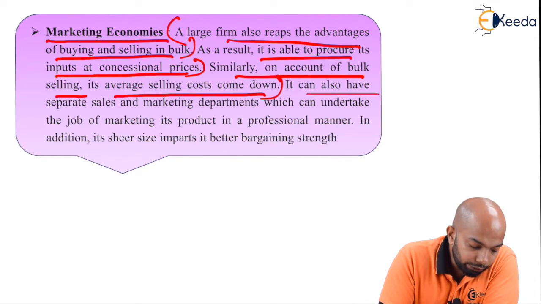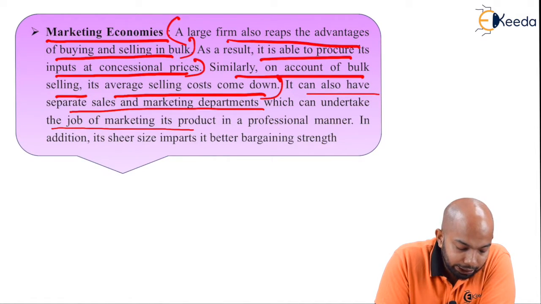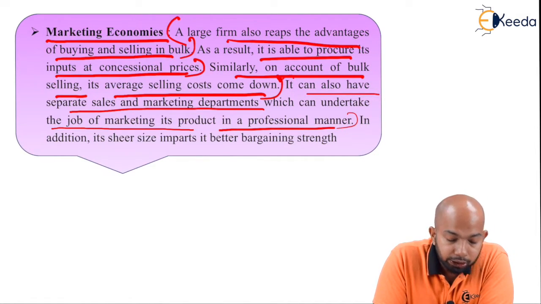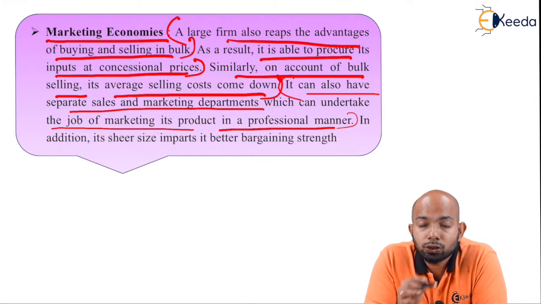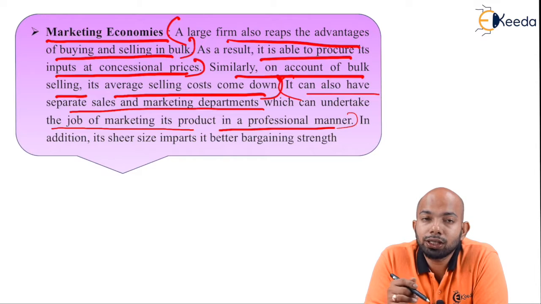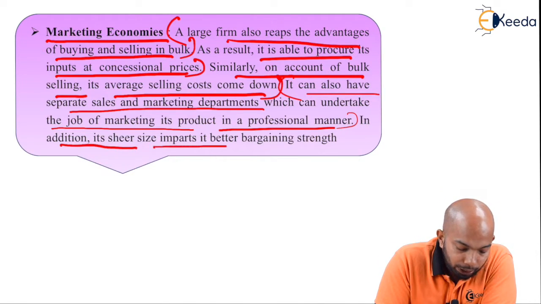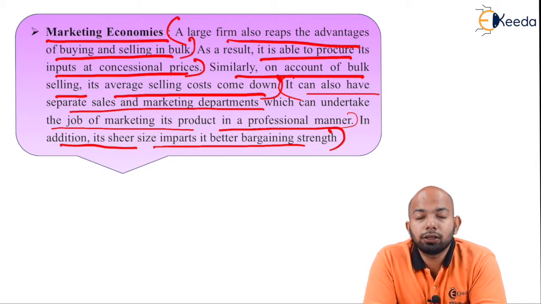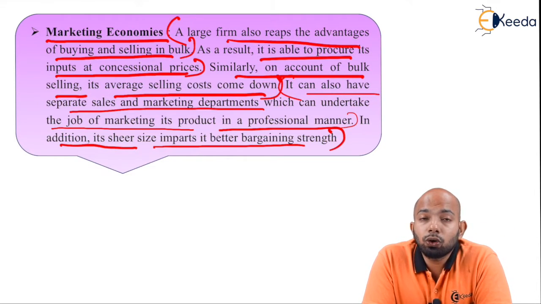It can also have separate sales and marketing departments which can undertake the job of marketing its product in a professional manner. They have different specific departments related to marketing, so they can do their job in a specific way, which will help the company deal with other things in a better manner. In addition, its sheer size imparts bigger strength, and the sheer size of any company depends on how big the departments are.